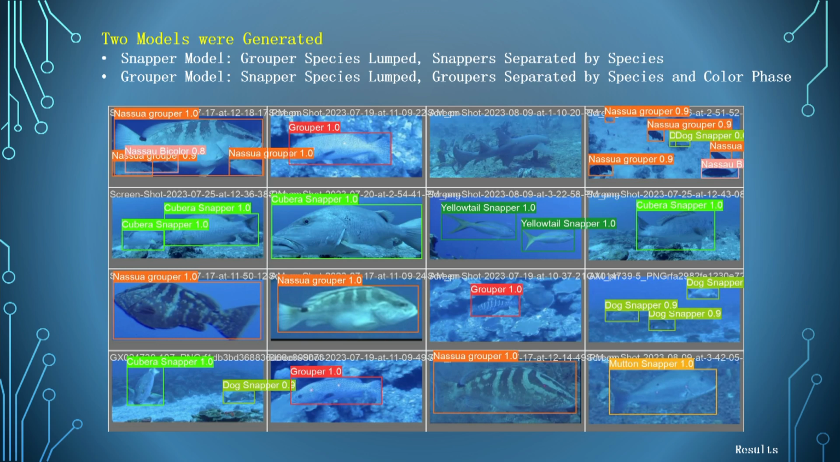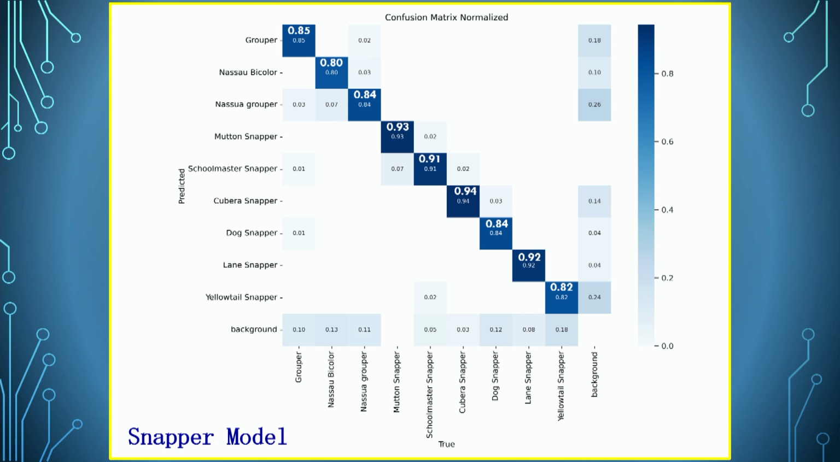We came up with 2 models. We have a snapper model where all our grouper species are lumped and our snappers are separated by species. Then we had a grouper model where our groupers are separated and our snappers are all lumped together. And so YOLO tested itself on this model. This is the snapper model.